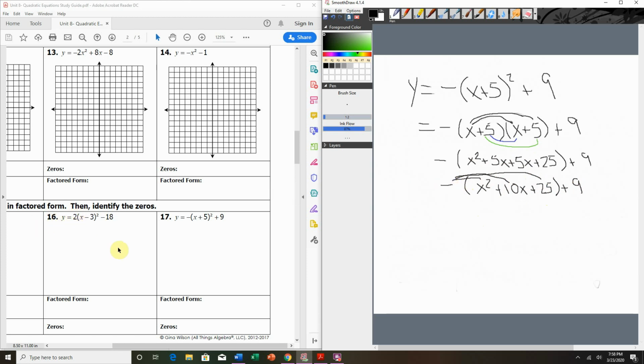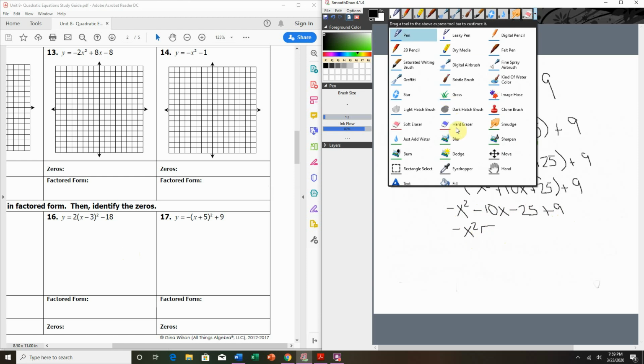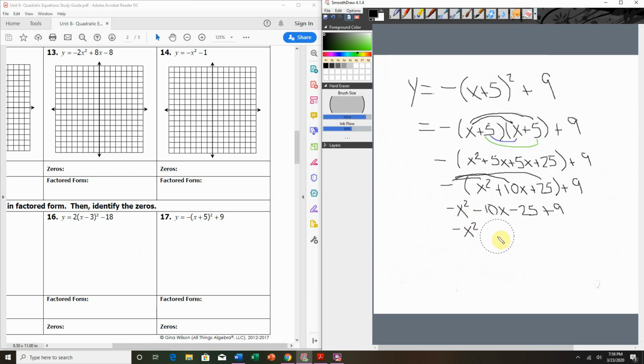You can see that 2 in front, so don't get tricked up by the 2. So we're going to have minus x squared minus 10x minus 25 plus 9. And then we're just going to combine our like terms. So that's going to give us negative x squared minus 10x. And then negative 25 and 9 are like terms, so that's going to give us negative 16.